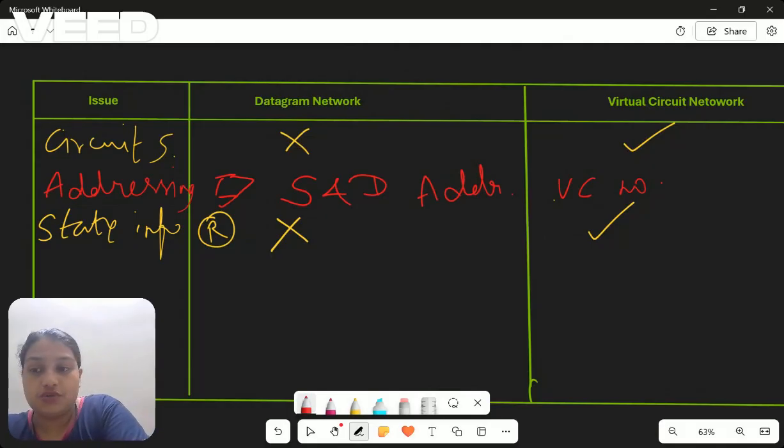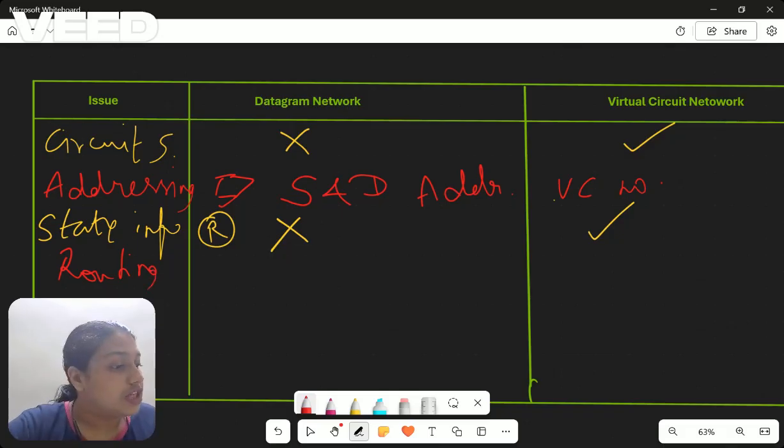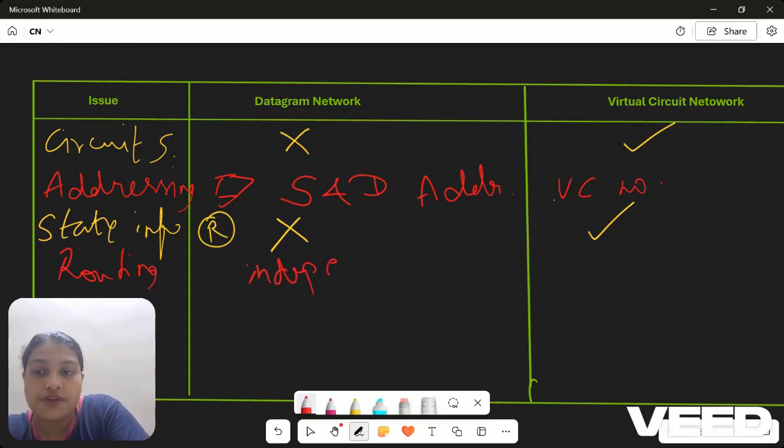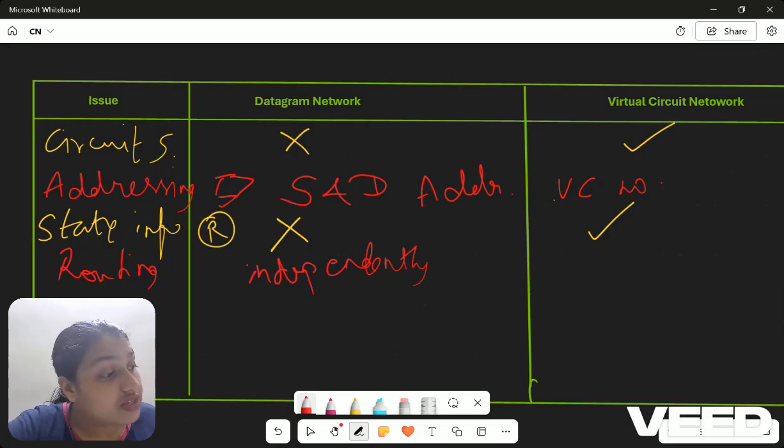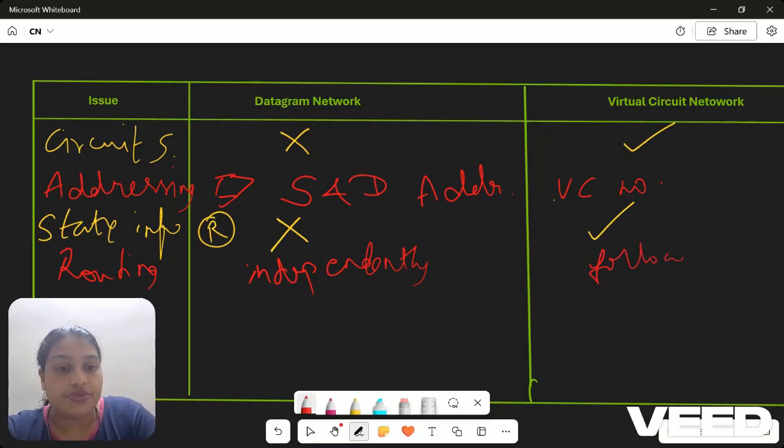Then coming to routing. Each packet is routed independently in datagram network. It does not have a prior connection, so it is done independently depending on that particular situation. And in virtual circuit network, how is it? The route is chosen right when the virtual circuit is set up, and all the packets will follow it. Follow the setup, similar to the circuit setup.